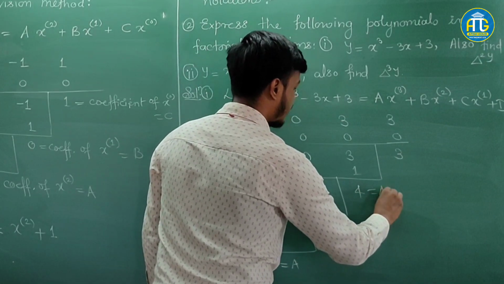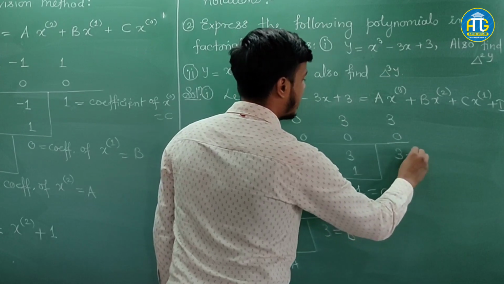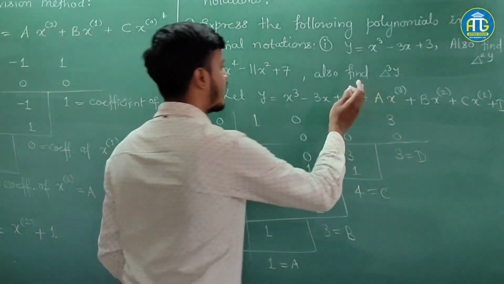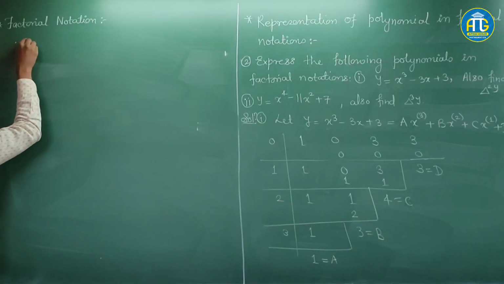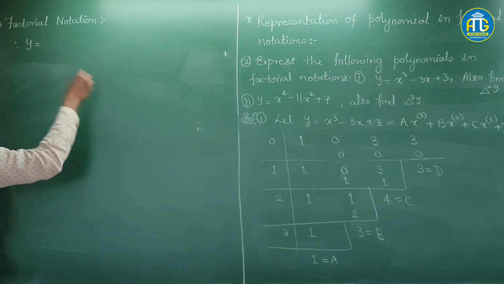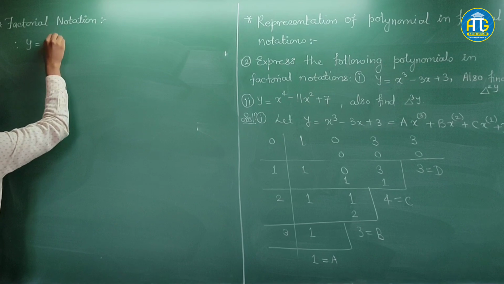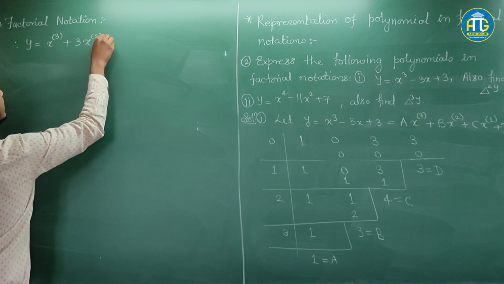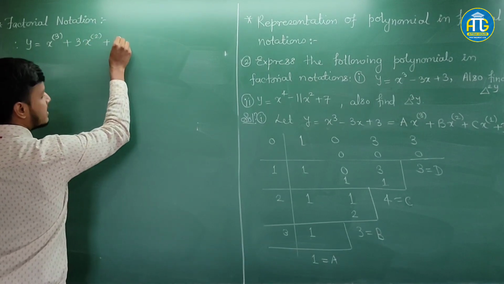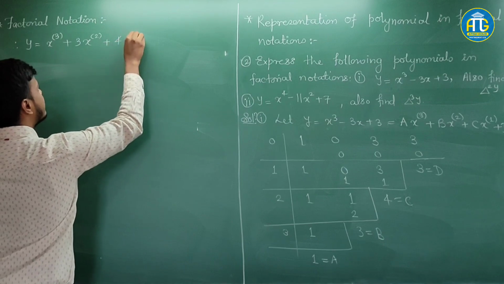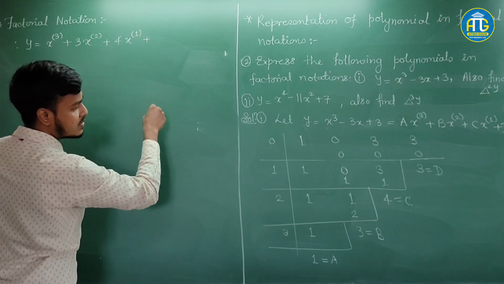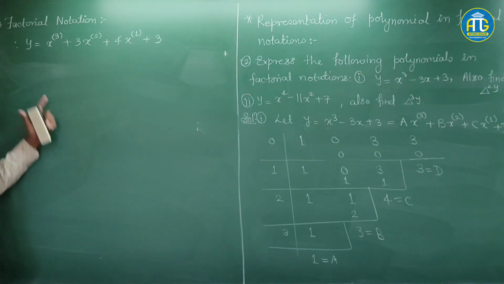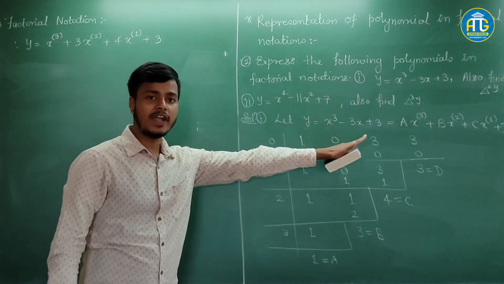This is the coefficient of x, that is C, and this is the constant term D. So you can write y is equal to, what is the value of A? A is 1. So this is x raised to 3 factorial plus B is 3, x raised to 2 factorial plus C is 4, x raised to 1 factorial plus D, that is x raised to 0 factorial coefficient, that is also 3. Okay. Now you got the given polynomial in factorial notation.